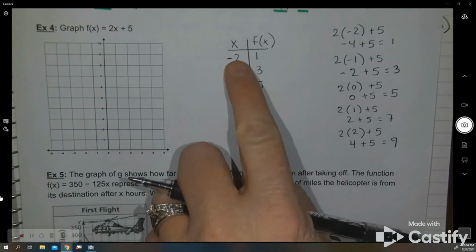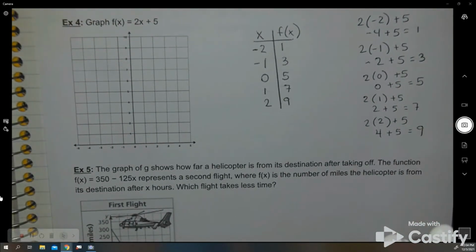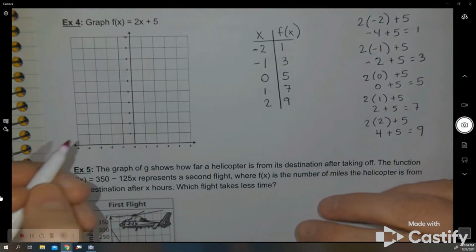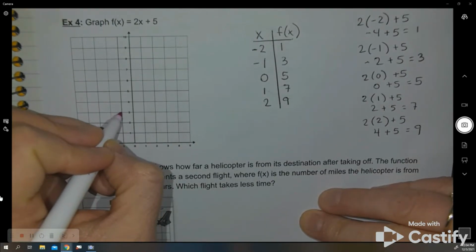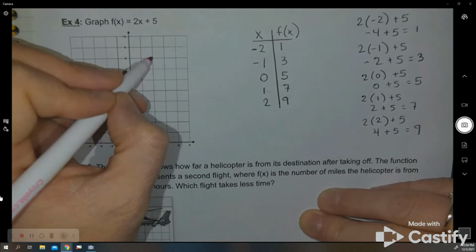So we are going to take these points, because notice it's x and then y, so those are ordered pairs. We're going to take those points and we're going to put them on the graph. So on my graph here, I have -2, +1, -1, +3, 0, 5, 1, 7, and 2, 9.